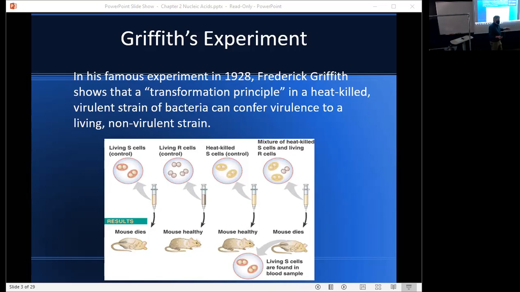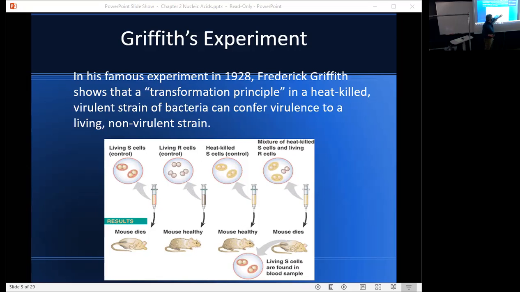Okay? He injected the killed S strain into a mouse. The mouse remained healthy because the cells were heat killed. And this is the interesting experiment. He took the heat killed virulent S strain, mixed it with living R strain, and then injected it into another mouse. The mouse died, and then S cells were cultured from the dead mouse.